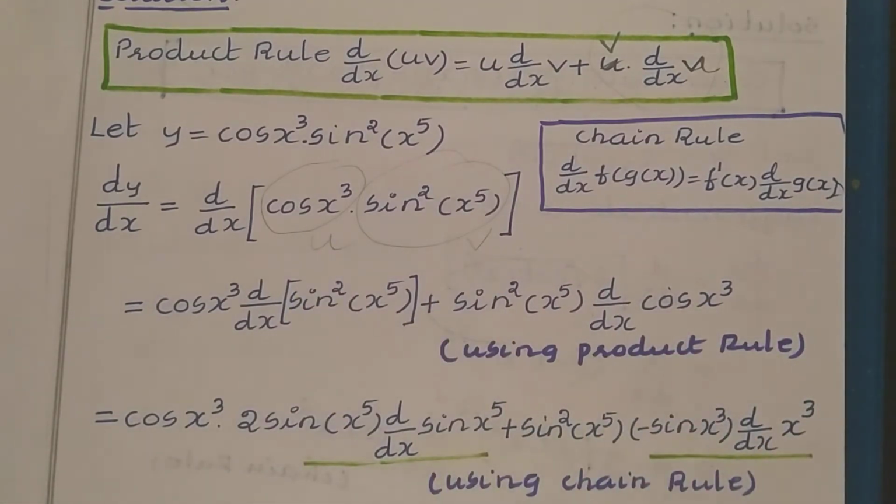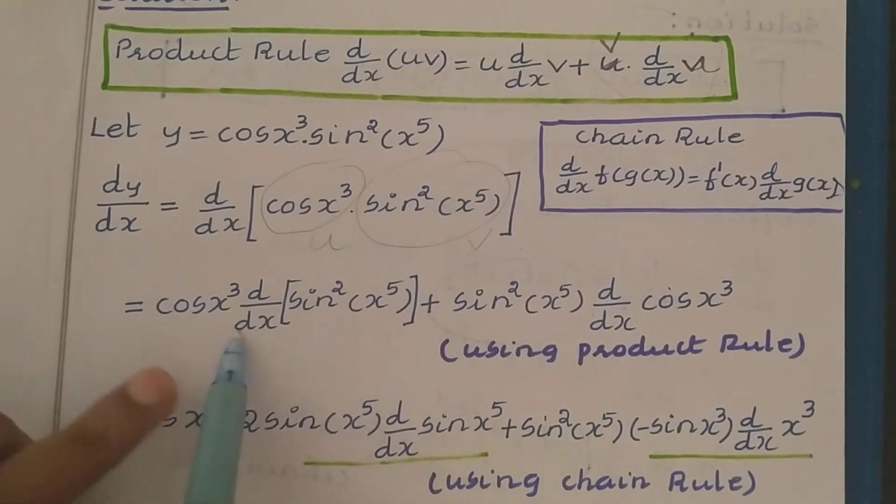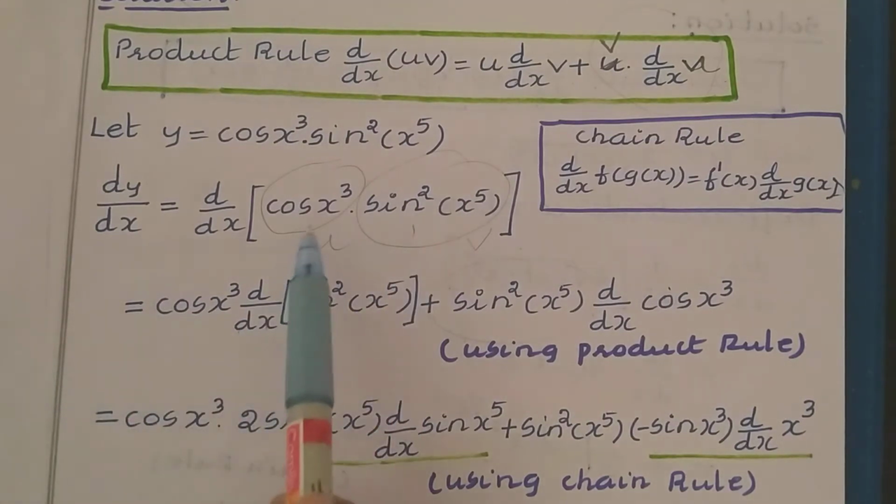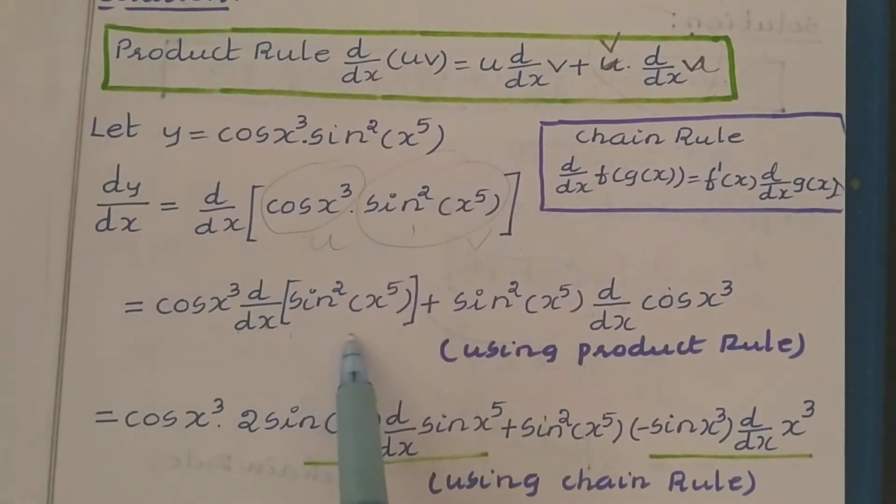This even you can interchange and write here. Instead of finding the derivative of the second function, first you can find the derivative of the first function and then you can write the second function as it is. That doesn't make any difference because here we have a plus sign.